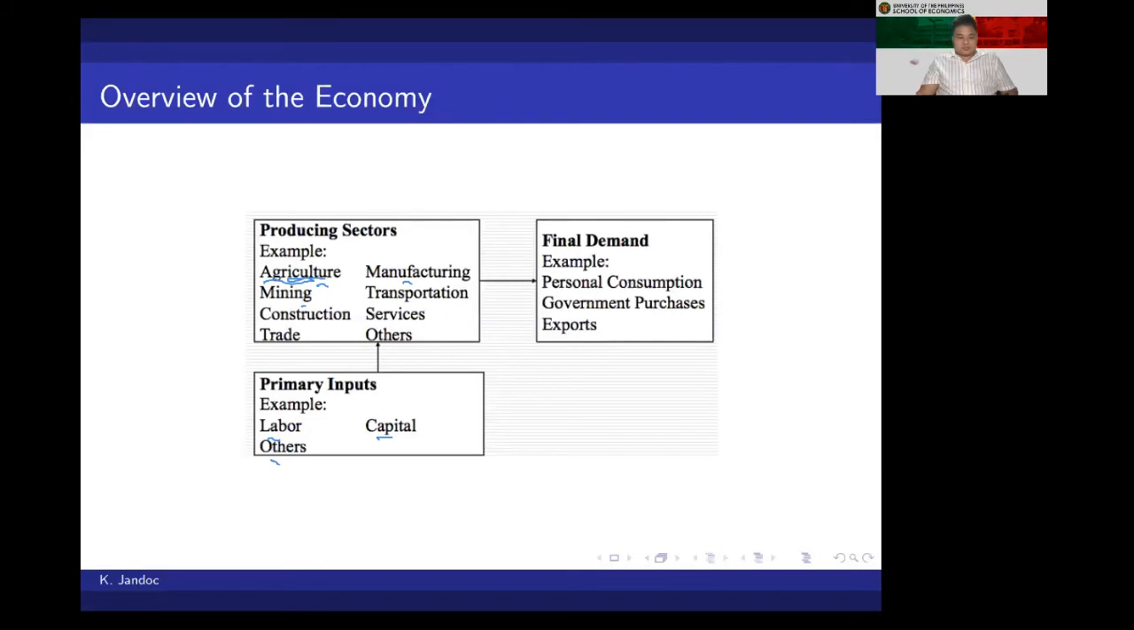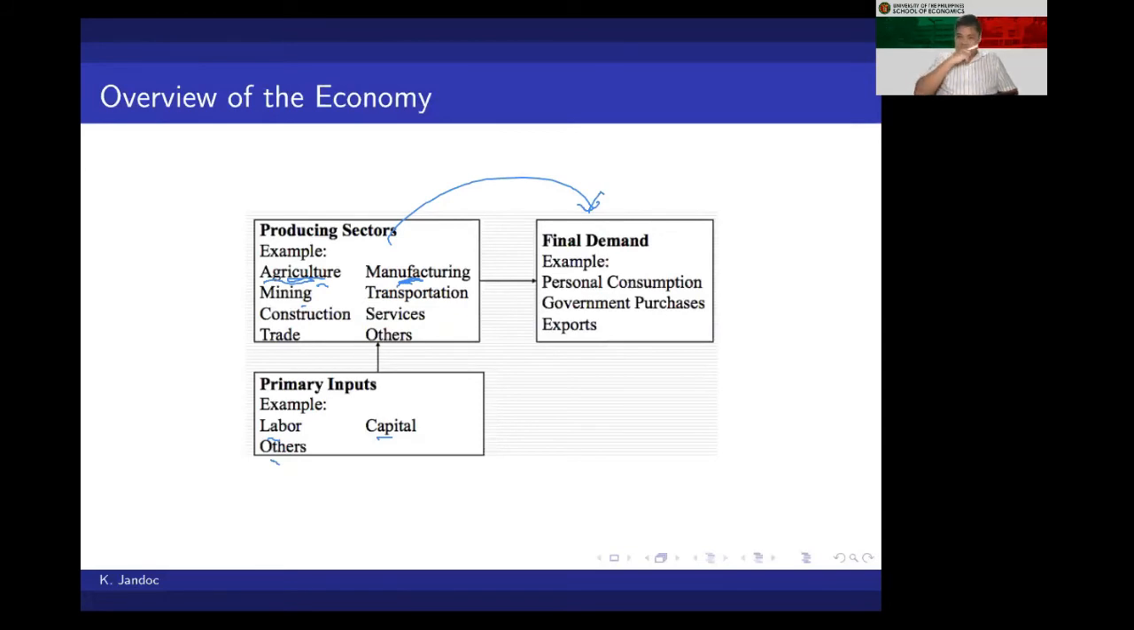So the output of seeds is used in agriculture, but some outputs of agriculture are used, for example, in the manufacturing sector, for instance, in the manufacture of foodstuff, right? If you have corn in the agricultural sector, the manufacturing sector would use that corn to produce cornflakes, for example. So some of the output is used within the different sectors, and also by final demand entities.